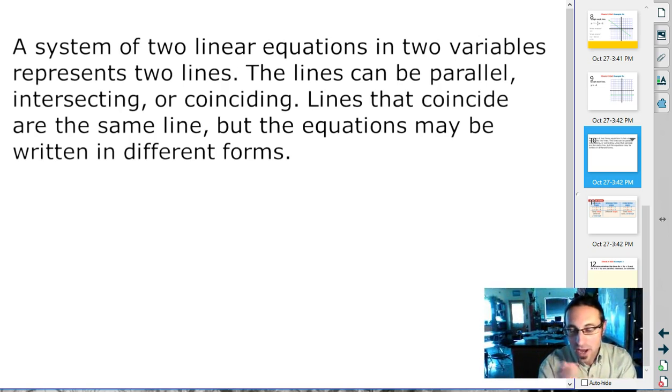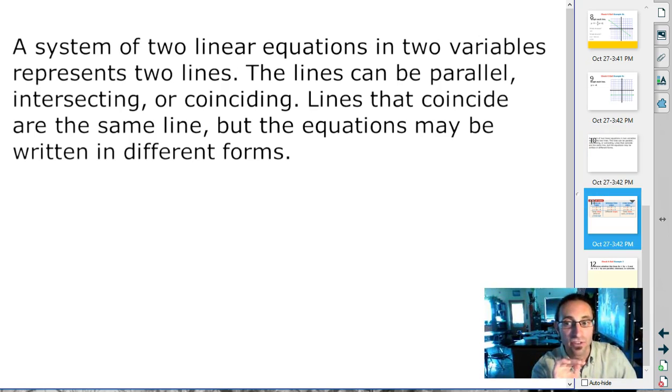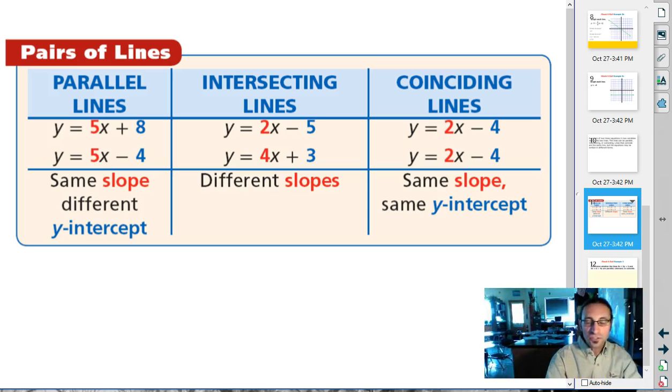All right. So now a system of two linear equations with two variables represents two different lines. They can be parallel, they can intersect, or they can coincide. If they intersect, of course, then they could possibly be perpendicular. And we're going to get into that in a little bit. Lines that coincide are exactly the same line, although they may look different at first. So this is a graphic that really puts it all together.